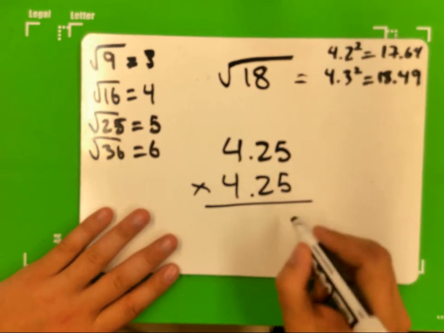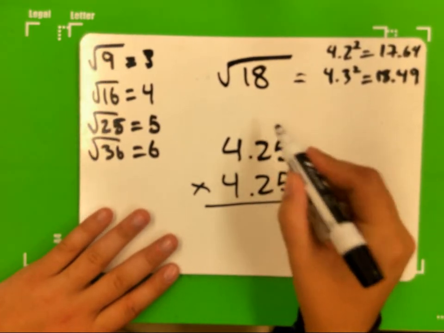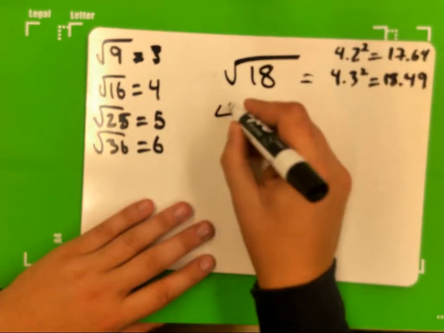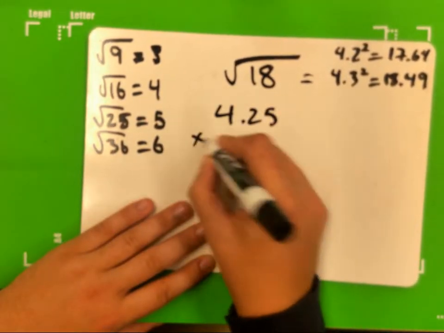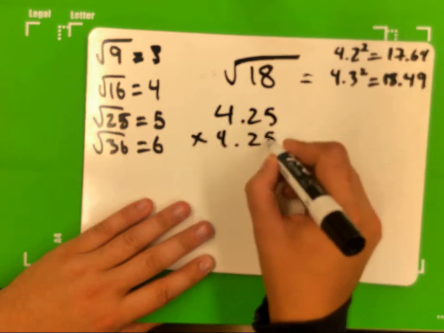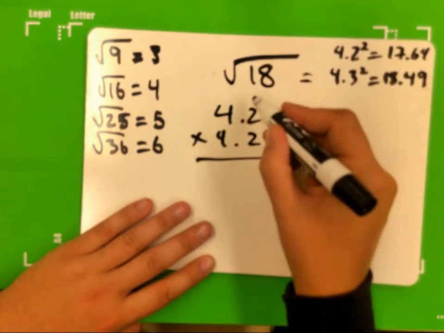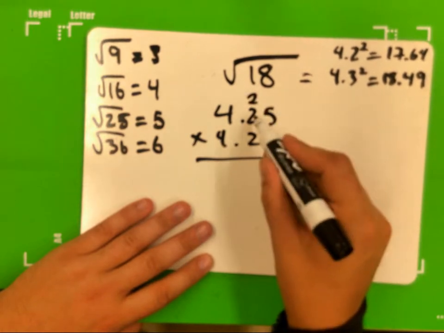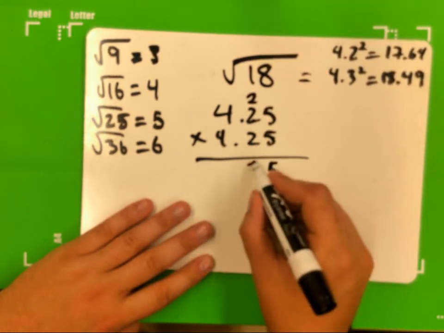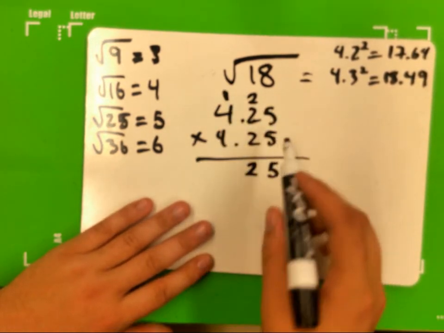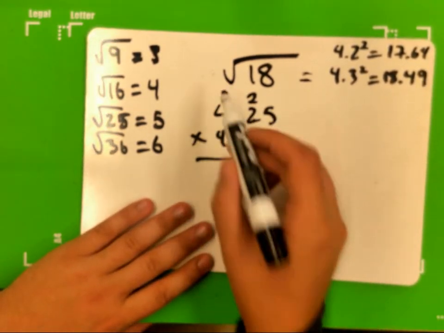So 4.25 times 4.25. 5 times 5 is 25. 5, carry my 2. 5 times 2 is 10, plus 2 is 12. Again, I have to carry a number, so I can carry my 1. 5 times 4 is 20, plus 1 is 21. I'm going to run out of space, so I'm going to move this up actually.